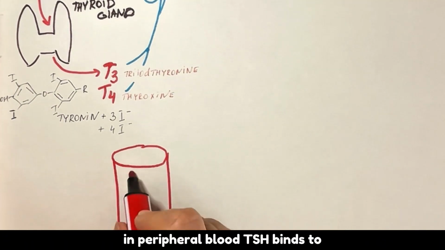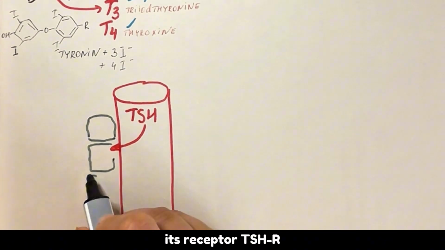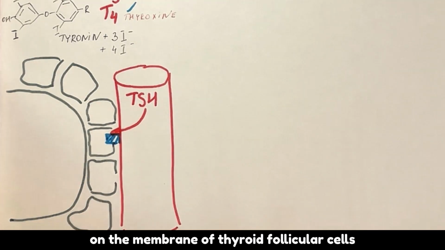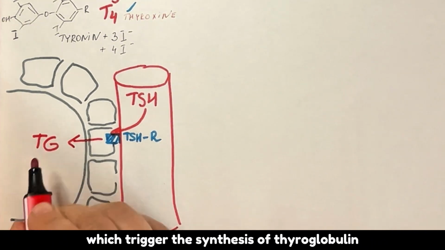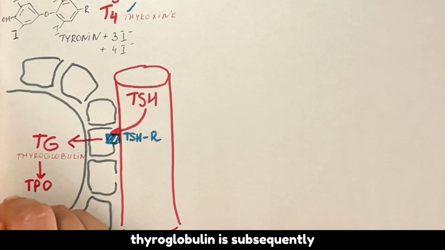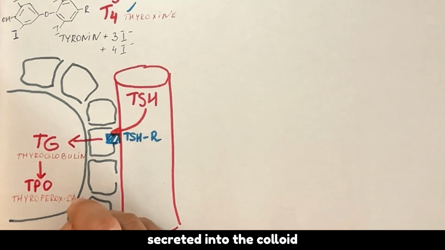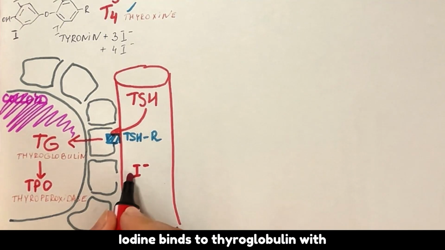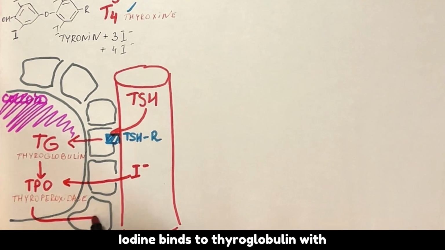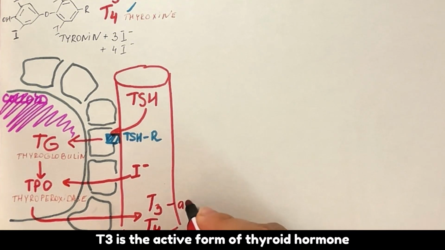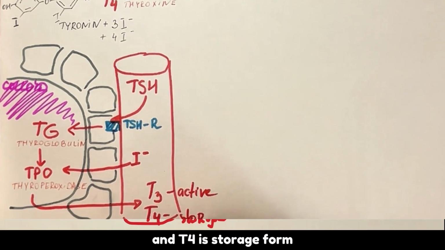In peripheral blood, TSH binds to its receptor, TSHR, on the membrane of thyroid follicular cells, which triggers the synthesis of thyroglobulin. Thyroglobulin is subsequently secreted into the colloid within the follicles, and the enzyme thyroid peroxidase, TPO, binds iodine to thyroglobulin with the formation of T3 and T4. T3 is the active form of thyroid hormone and T4 is the storage form.